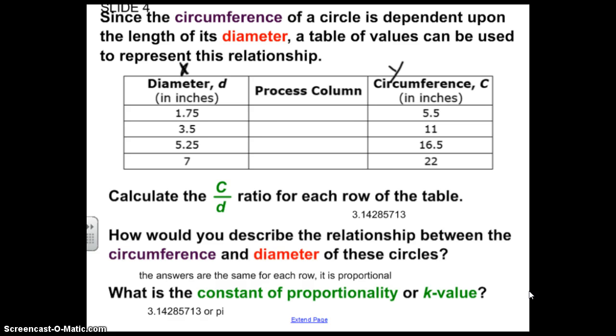It's 3.142857, which is also known as pi. All circles are proportional to each other because no matter what the diameter, you always take your diameter times pi, which is 3.14, and that will give you your circumference. K, or pi in this situation, is your constant of proportionality.